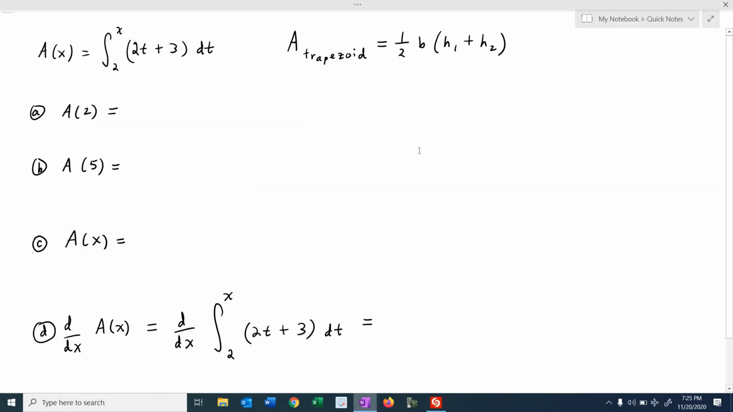Okay, so let's find the area using the trapezoid formula. So it's 1/2 the base times h1 plus h2, which we said was 7 plus 13. So here you would just get half of 20 would be 10, and 10 times 3 would give you 30. Okay, so a of 5 is equal to 30 in this case. Then remember, a of 2 was equal to 0. Okay, now let's find a of x.